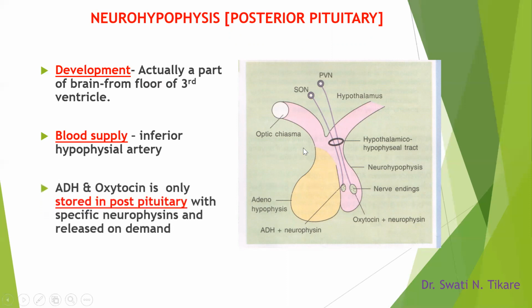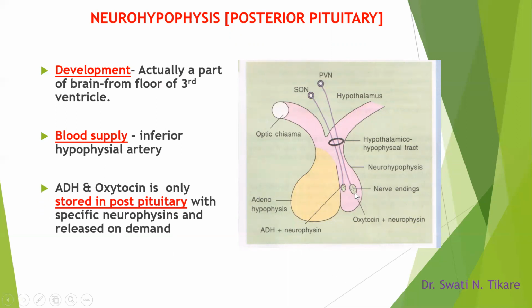So the hormones of the posterior pituitary are ADH, that is antidiuretic hormone, and oxytocin. But they are not synthesized here, they are only stored here. They are only stored in the posterior pituitary. They are actually synthesized in the hypothalamus.